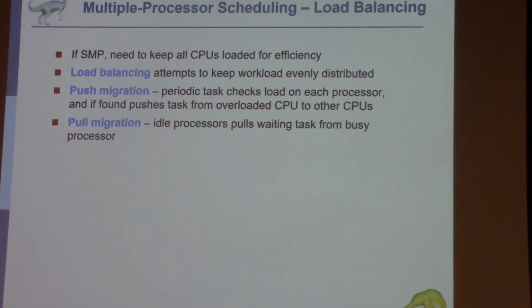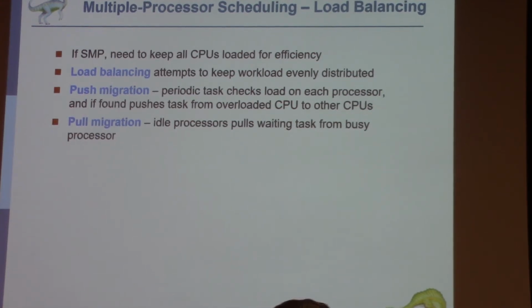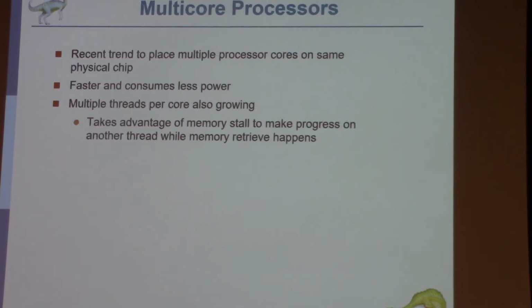At that time, there are two approaches. One is pulling: you take a job from the CPU which is idle. So I'm not busy, so please give me a job. That is pulling. Another approach is pushing. If you believe one processor is busy, then it pushes out the job. So you can utilize such push and pull migration to do that. So that is multiple processor scheduling.